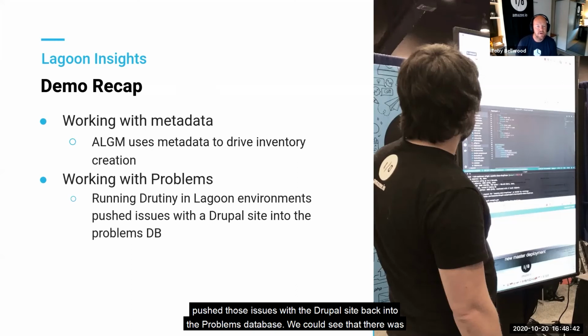Working with problems, we saw how Drutiny can be run in the Lagoon environment. That pushed those issues with the Drupal site back into the problems database. We could see that there was some caching disabled, JavaScript aggregation wasn't enabled, and the cron hadn't run for the last however many hours. Blaze could see all those come up in that problems, and if one of them was classified as critical, it would have shown up in his little hexagon dashboard.